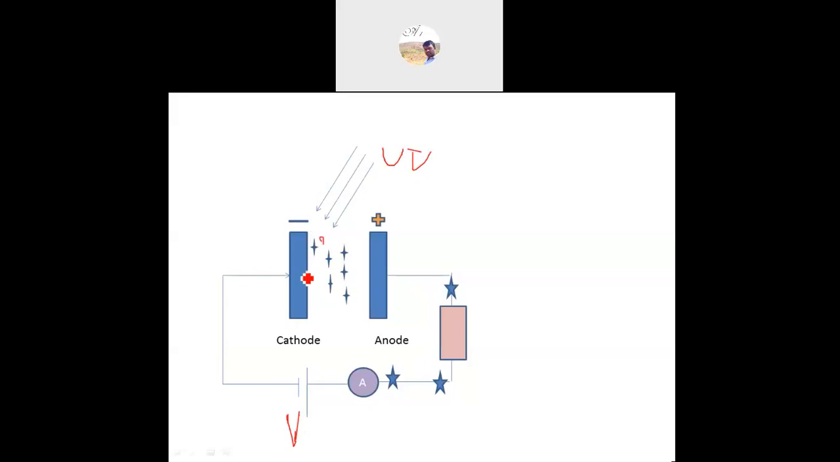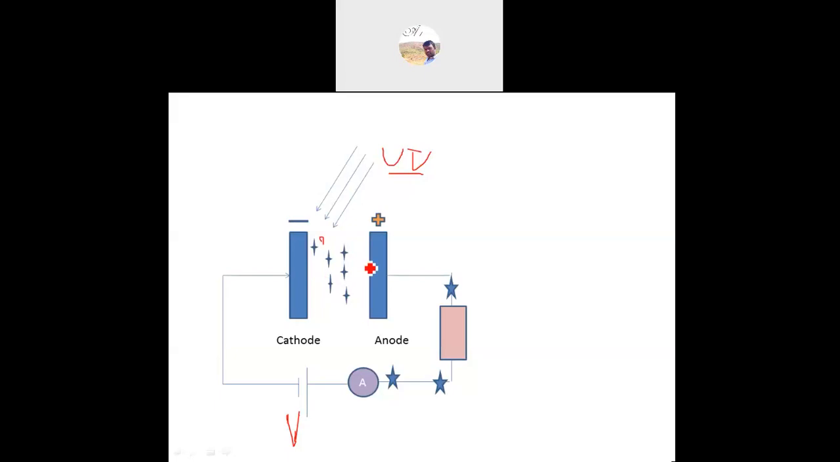This process is known as photoionization. Whenever we give UV rays, we have the cathode and anode, and we are applying a high voltage.